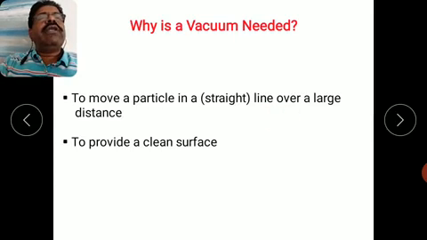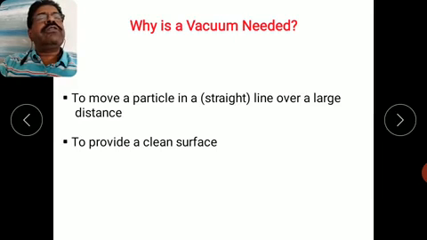But in the X-ray tube, if you do not maintain a vacuum, then these electrons will collide with the gas molecules and they will not be able to focus on the target. Okay, so this is a difficulty. So we need a vacuum inside an X-ray tube.